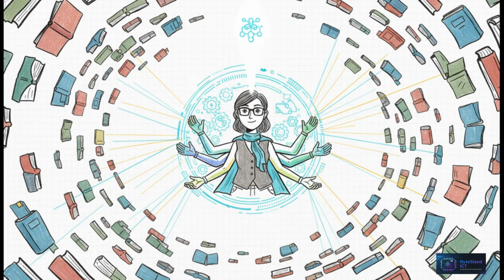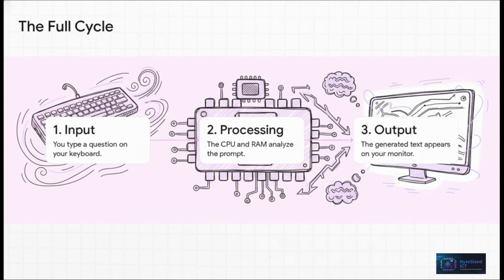Think of it this way. ChatGPT is like a super librarian who has read every single book in the world. When you ask it a question, it doesn't go look up the answer in one of those books. Instead, it synthesizes a totally new answer based on all the patterns and connections it remembers from everything it's ever read. And this right here is how it all comes together.